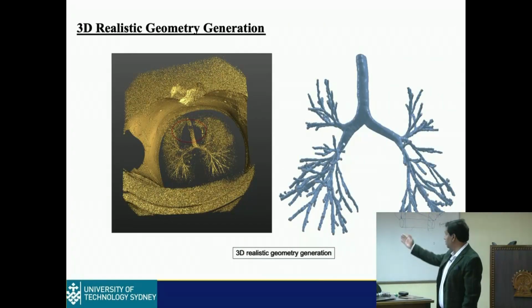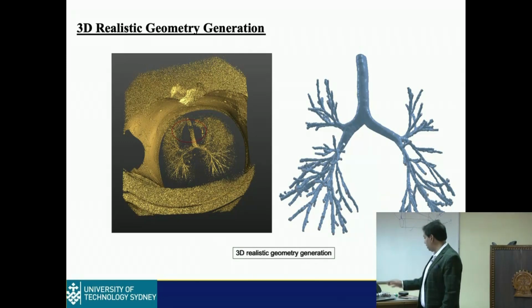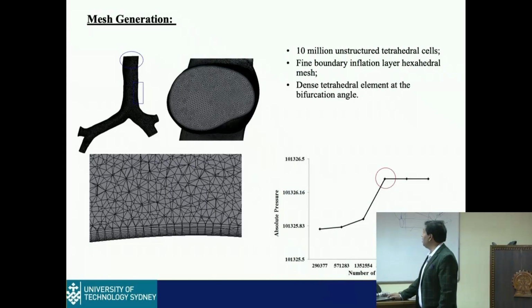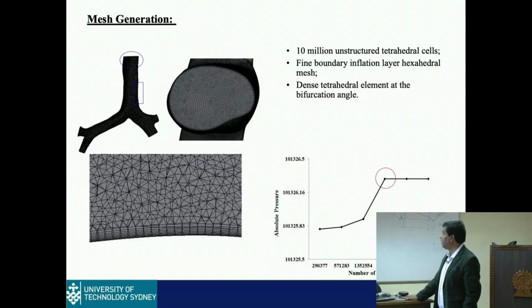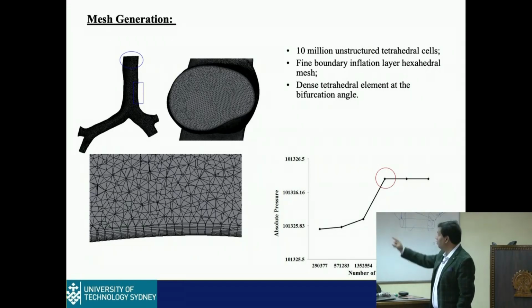Now, at the end we got this geometry, and these are the results we got. In 2012 we could not get up to the 13th generation because we did not have the software available at that time, so we only got this part. We used about 10 million unstructured tetrahedral cells, with a fine boundary inflation layer, hexahedral mesh on the surface, and dense tetrahedral elements at the bifurcation region.